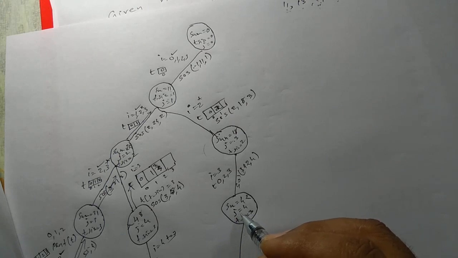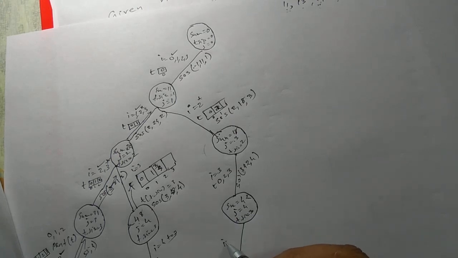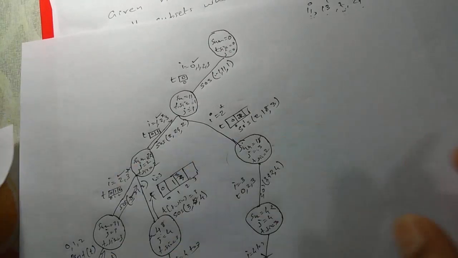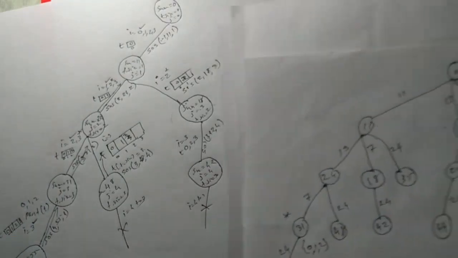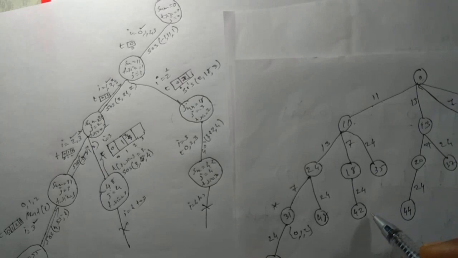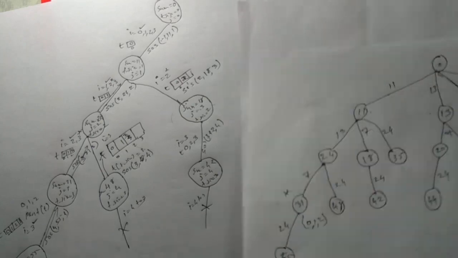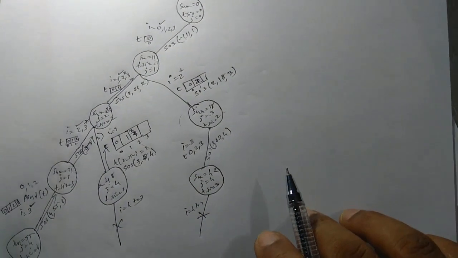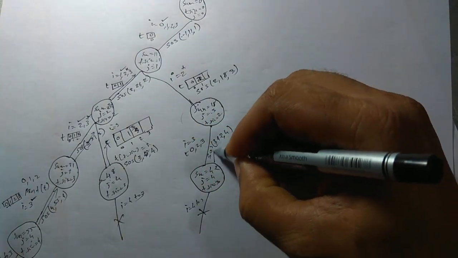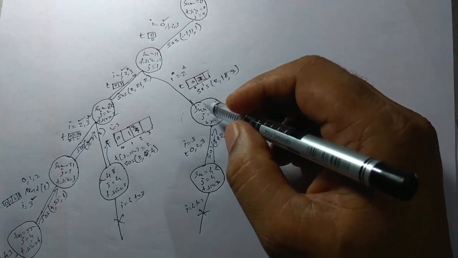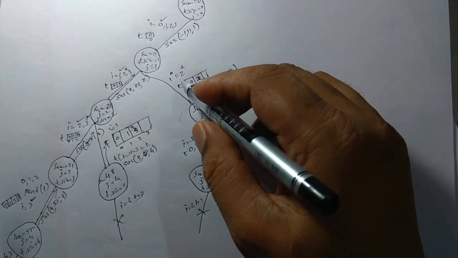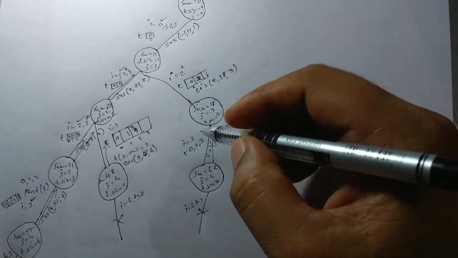J is equal to... I equal to 4 to 3. It won't work. See, then this tree, we have reached here. Okay, so it is time to return. It will return to this, and it will return. I has taken the value 2 there.